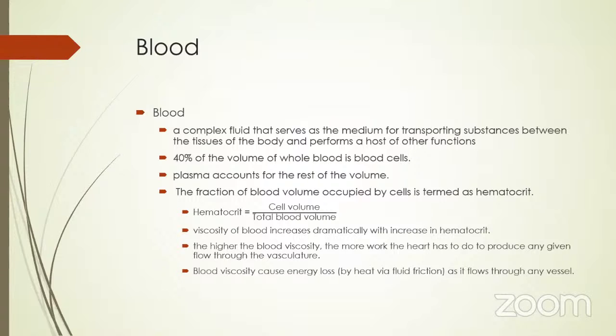Blood is a complex fluid that serves as the medium for transporting substances between the tissues of the body and performs a host of other functions. So 40% of the blood volume is blood cells, mainly red blood cells. The other 60% is plasma. The fraction of blood volume occupied by cells is termed hematocrit. So the cell volume divided by total volume is the hematocrit.